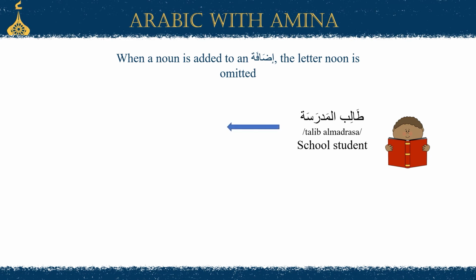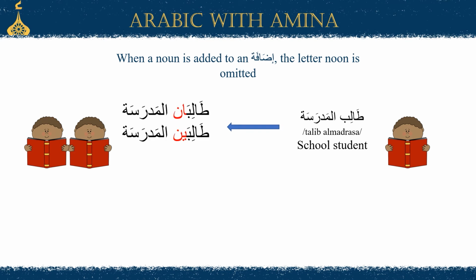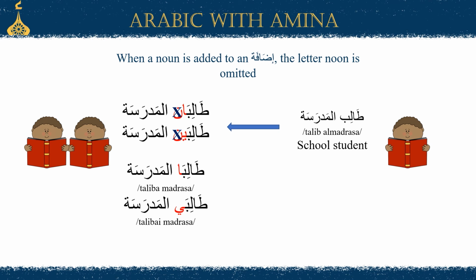So if we want to transform this and say that we have two school students, according to our rule, we would add alif noon or ya noon to the end of the word talib, which is student. So taliban al-madrasa and talibain al-madrasa. However, our rule says that when a noun is added to an idafa, the letter noon is omitted. So the last letter is going to be actually removed. And so to say two school students, we would say طالبا المدرسة or طالبي المدرسة. The last letter is removed.